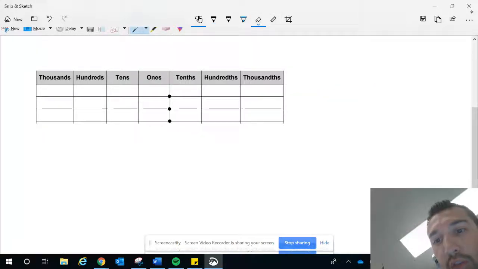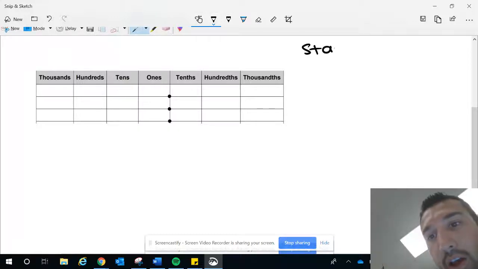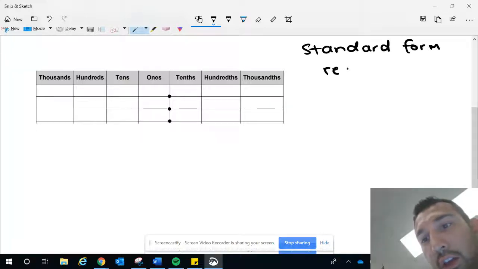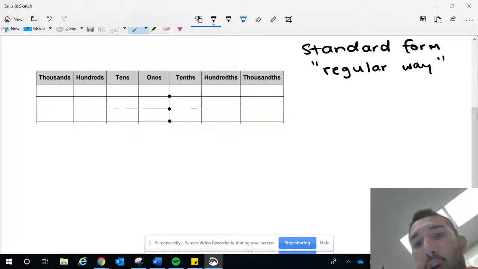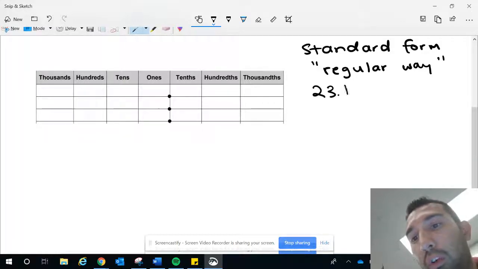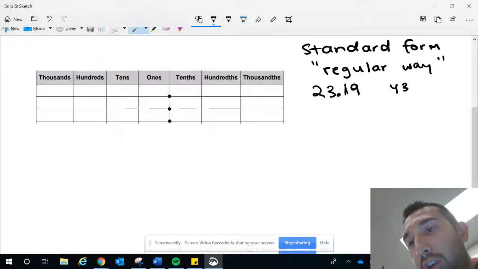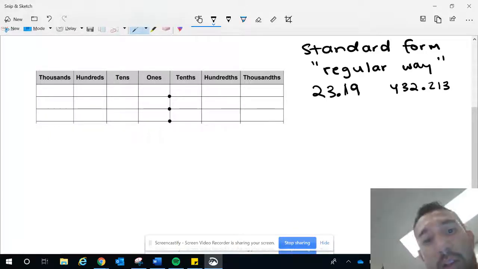Now remember, standard form is how I like to say the regular way. In our notes, it's just how numbers with decimals are written out regularly, right? So when we see a number, 23.19, I'm sorry, I said it incorrectly. It would be 23 and 19 hundredths, right? Or it could be 432 and 213 thousandths.